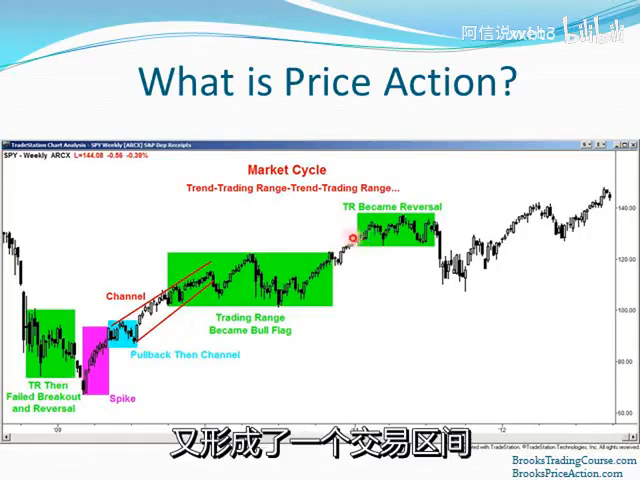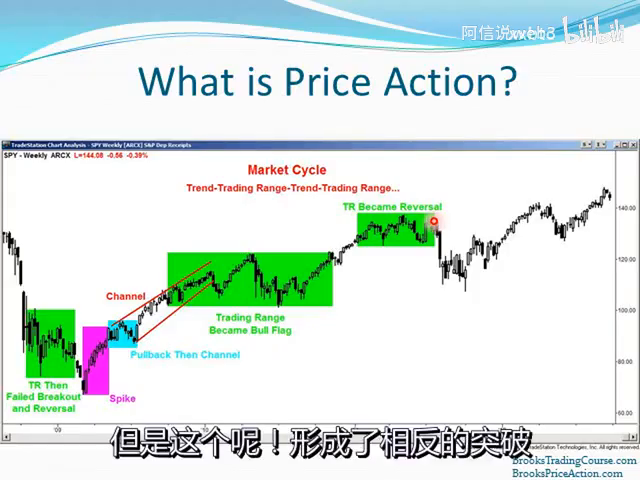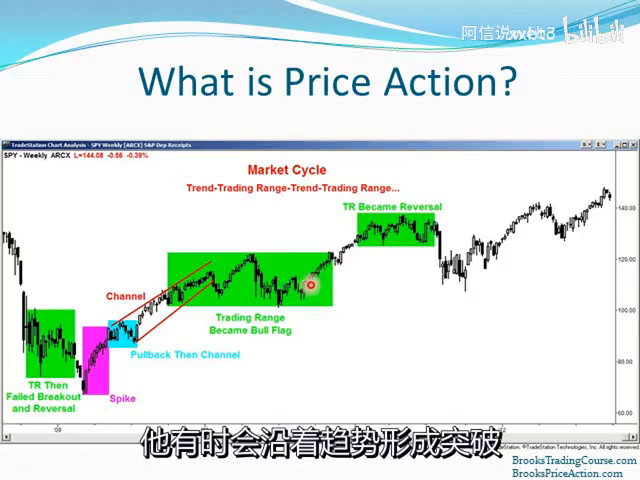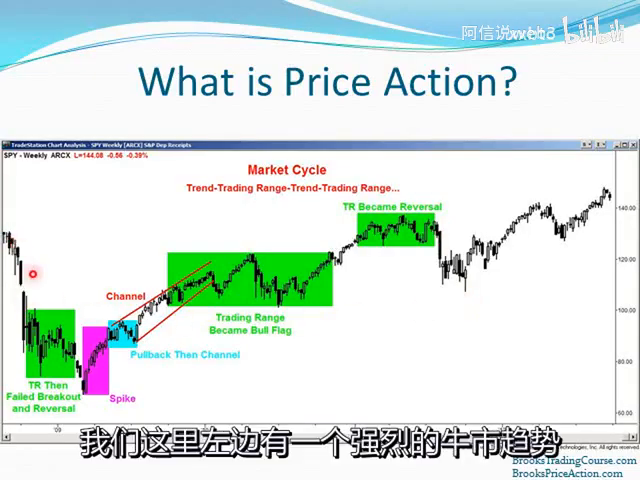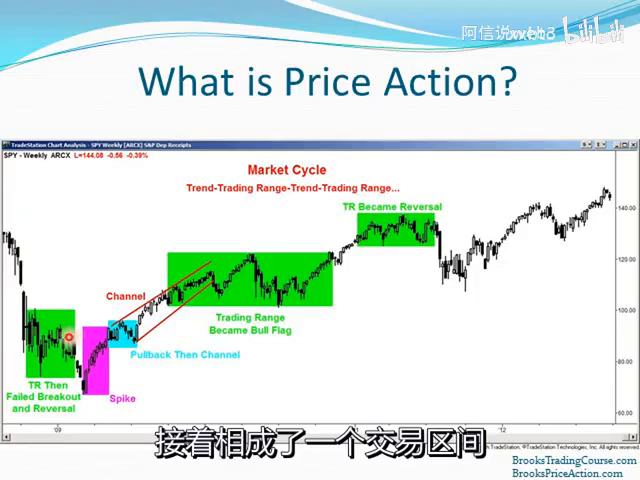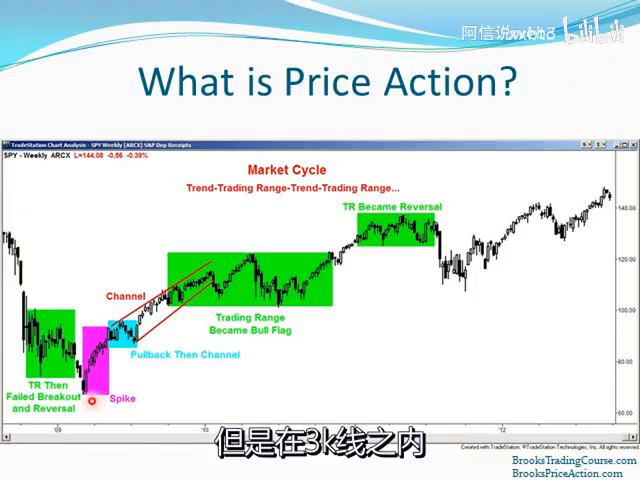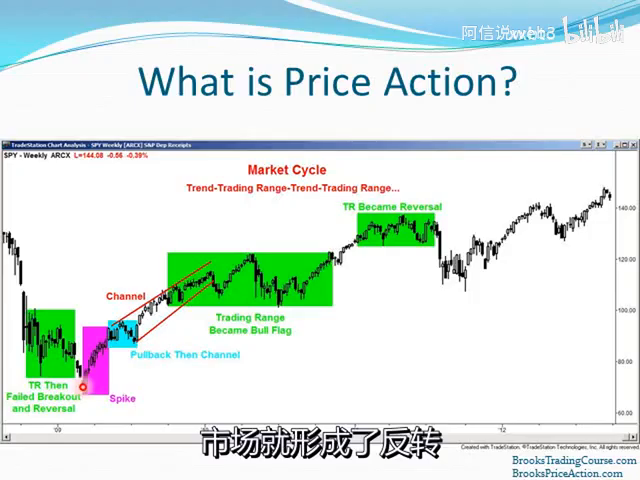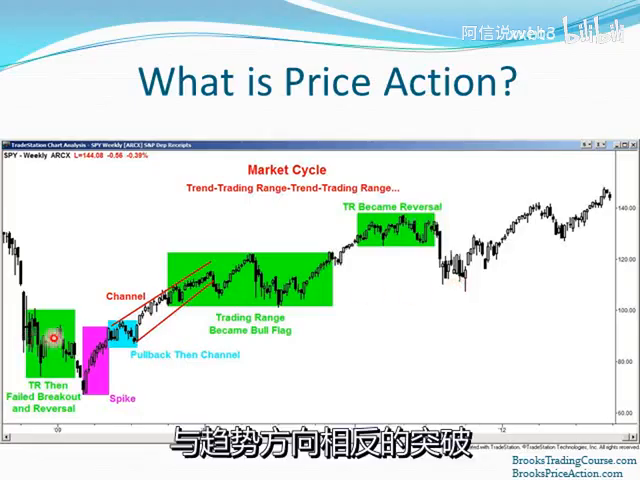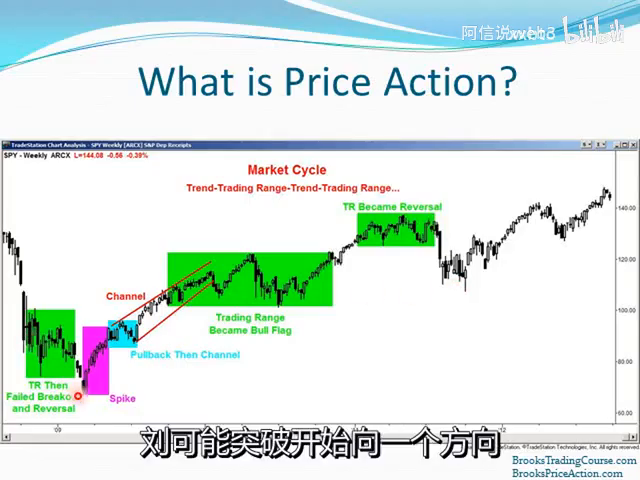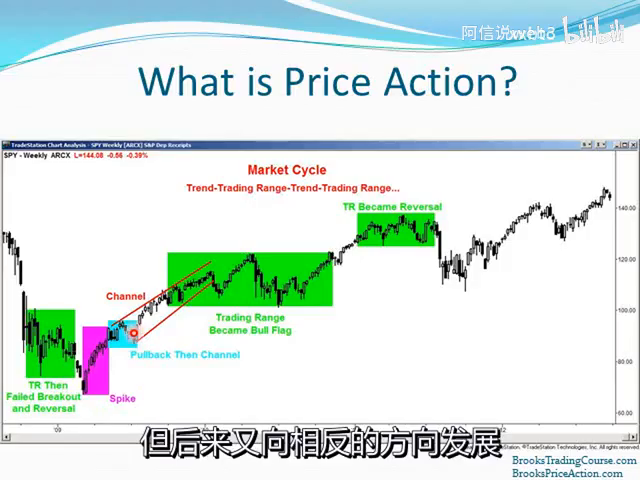And then within that bull trend, we have another trading range. However, this one broke out in the opposite direction. So sometimes the trading range will break out in the direction of the trend. Other times it'll break out in the opposite direction. Here on the left we had a strong bear trend, and then a trading range, and then a breakout. However, within 3 bars the market reversed. The breakout failed. So the trading range can break out in the direction of the trend, it can break out in the opposite direction, or it can break out in one direction and then reverse and go in the other direction.